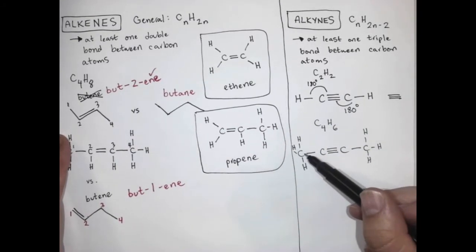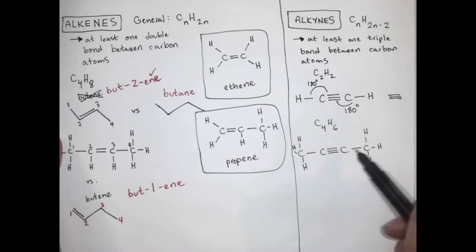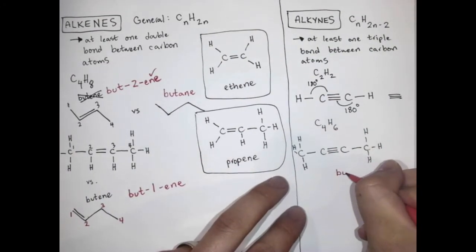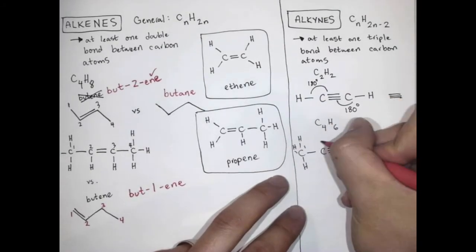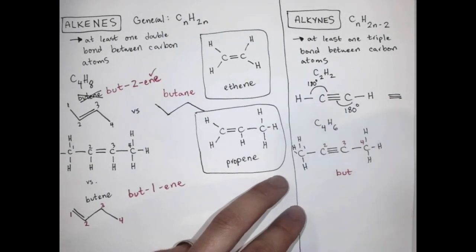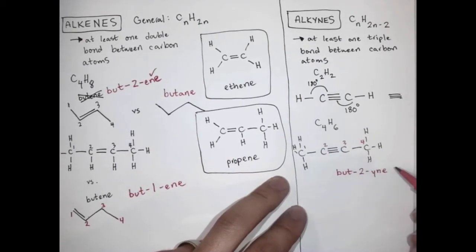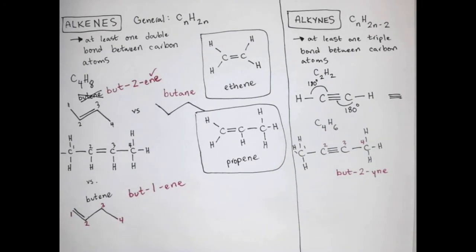So what would this one be called? Well, I'm going to do the same thing. I'm going to count how many carbons I have. I have 4 carbons, so that would be the root but. And then the triple bond starts at carbon 2. So I'd call it but-2-yne, like that, but-2-yne. So once again, once I get 4 or more carbons, I need to indicate where that triple bond occurs using a number. And I pick the carbon number where that double bond or triple bond starts.